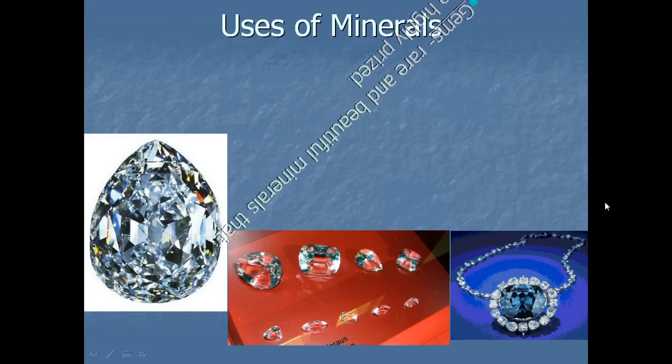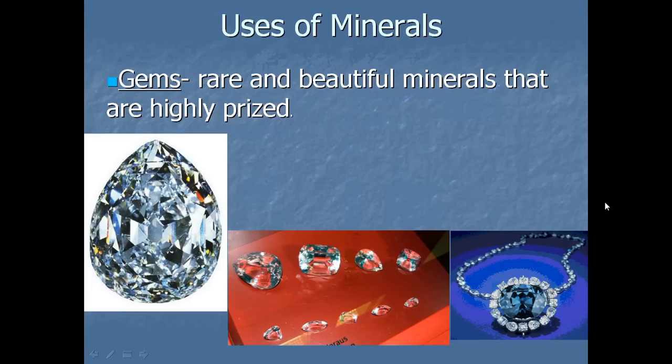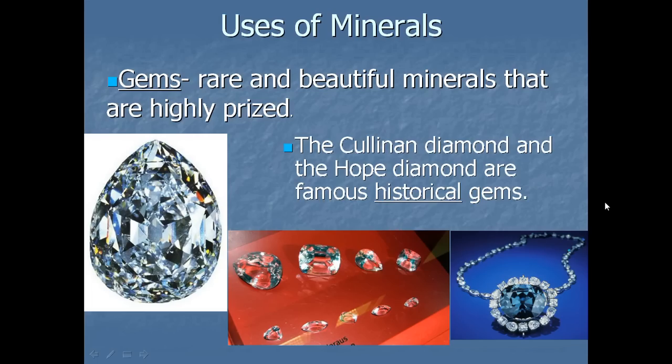Ways that we use minerals. One thing is, gems are minerals, but they're just minerals that are rare, beautiful, and highly priced, like diamonds, rubies, sapphires, emeralds, any of those gems, those very high price, what you'd see in the jewelry store. The Cullinan diamond and the Hope diamond are famous historical gems, and that's what's in the picture right now. The blue one is the Hope diamond, and the other pictures are the Cullinan diamond.